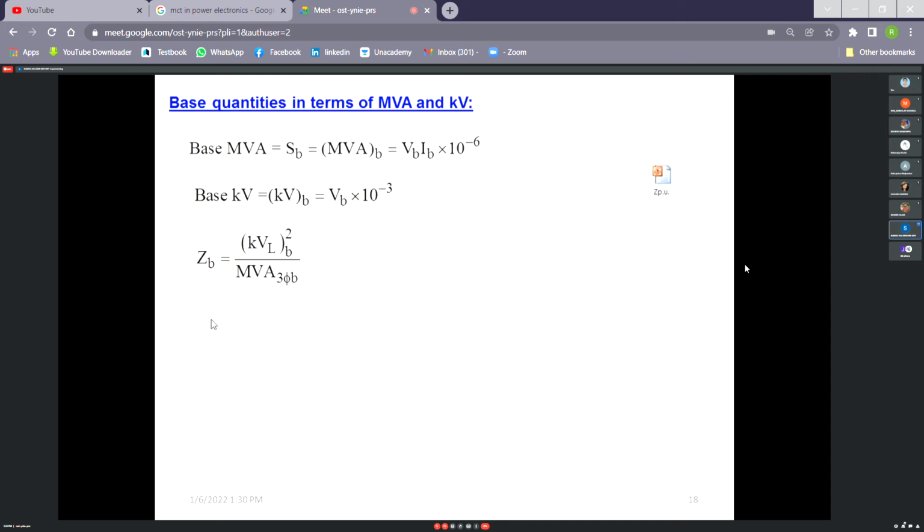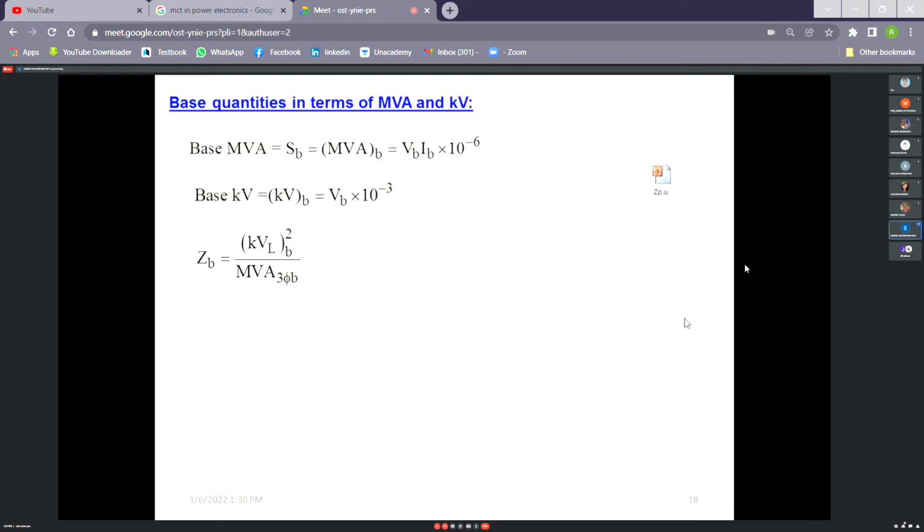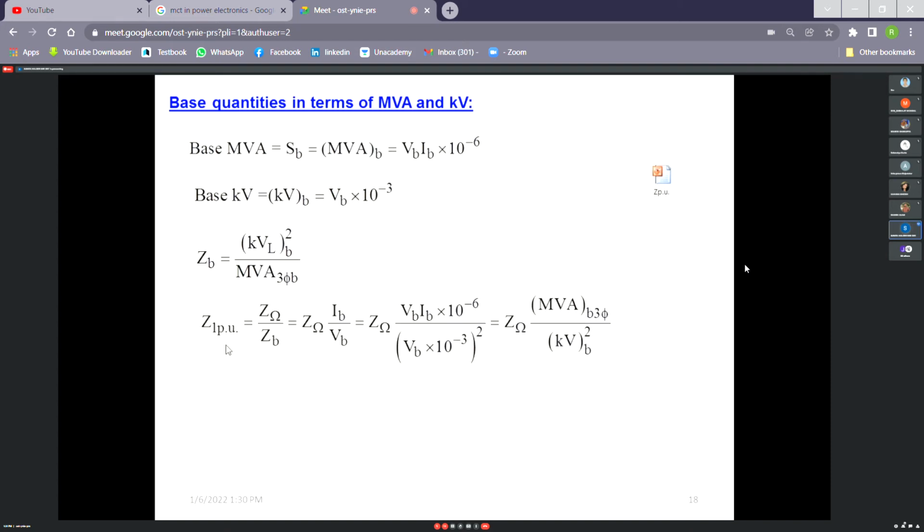Now base impedance: in line quantities and phase quantities, it was the same. So it is simply V square by S. It may be in line quantity or phase quantity, so we can just put V square by S. Here it will be kV square by base MVA. If we want to calculate any per unit quantity, then it will be the ohmic value of the impedance divided by the base quantity. Whatever the base value is, you just replace.